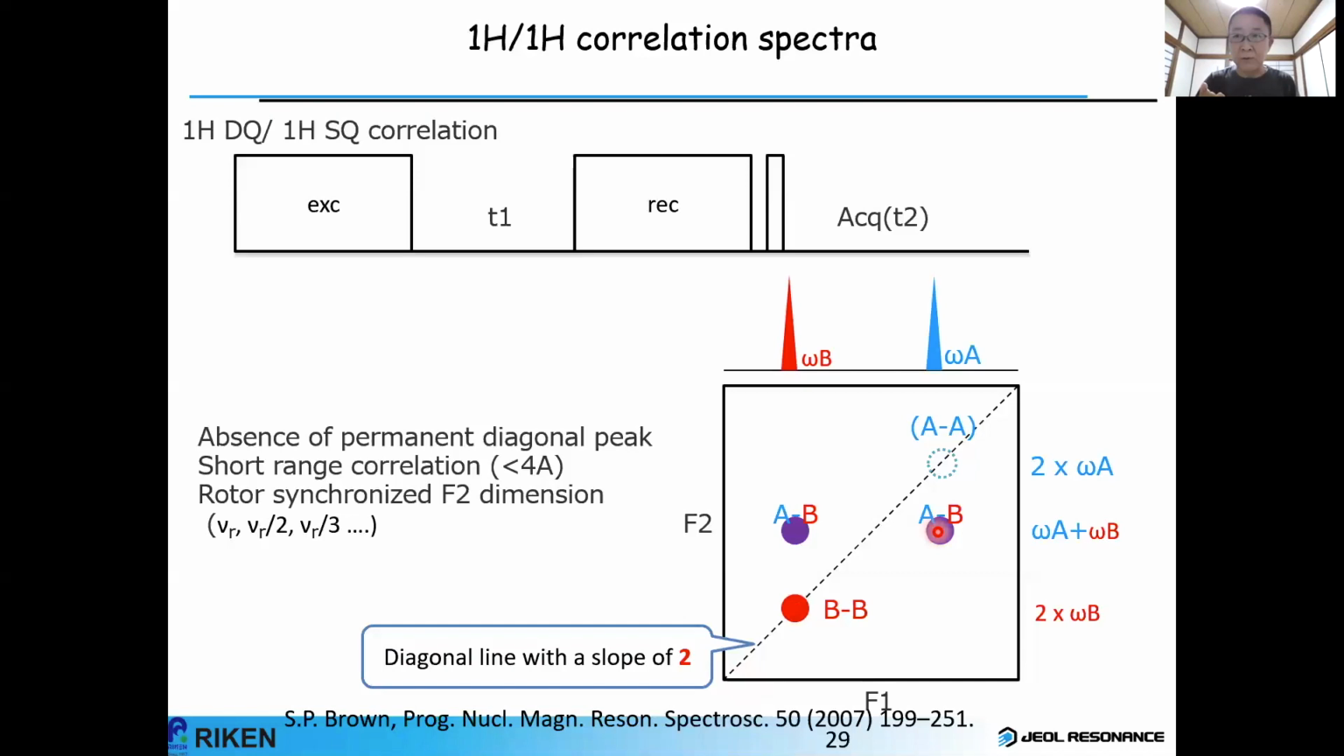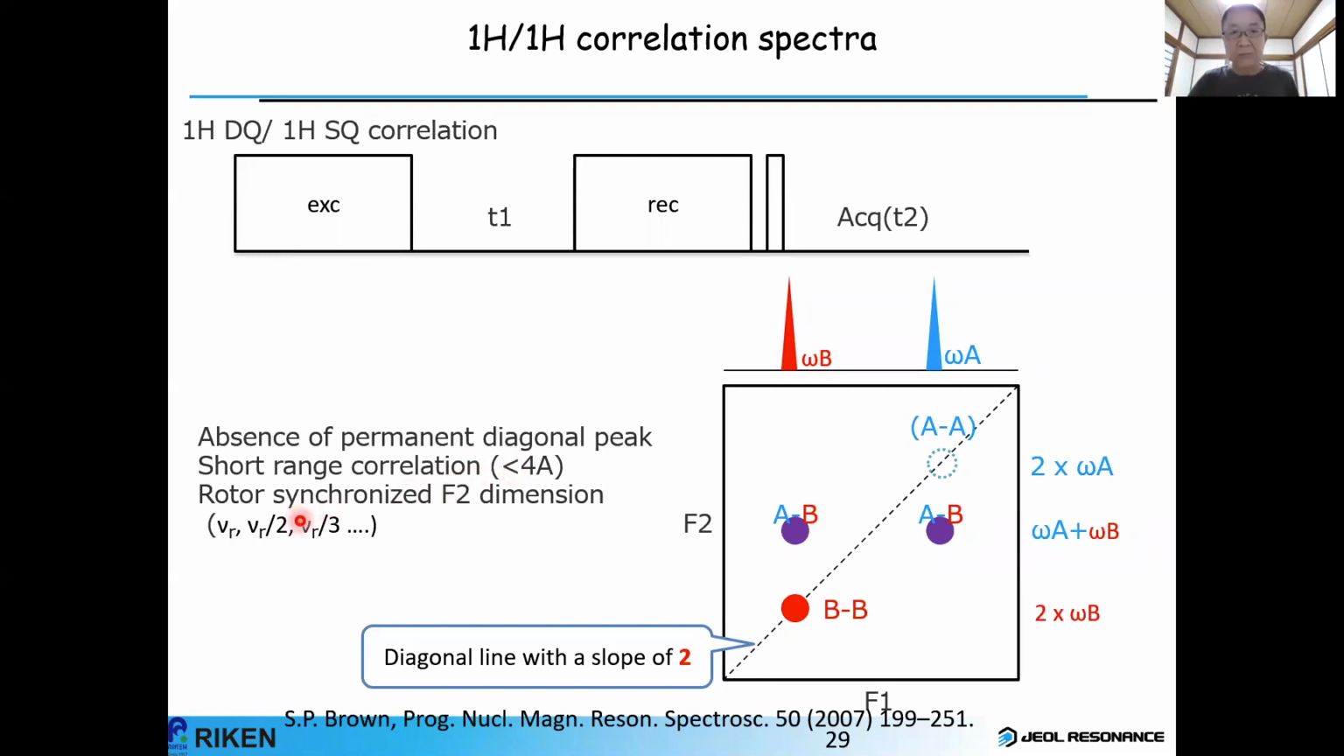The differences from the single quantum experiment: one is the information on the diagonal line, as we discussed. Another feature is that because of dipolar truncation, we can observe only short range correlation, typically shorter than 4 angstrom. So this is a big difficulty compared to the single quantum experiment. But there is also some limitation from the experiment setup.